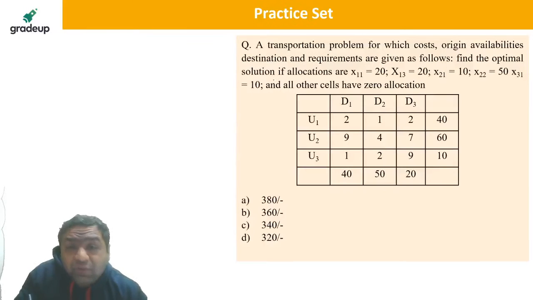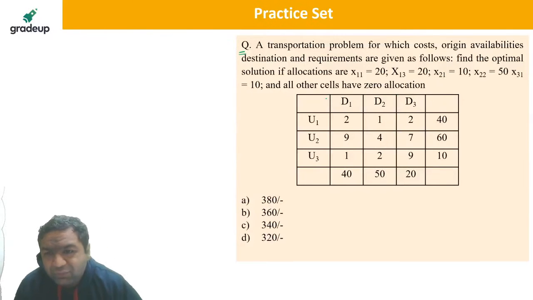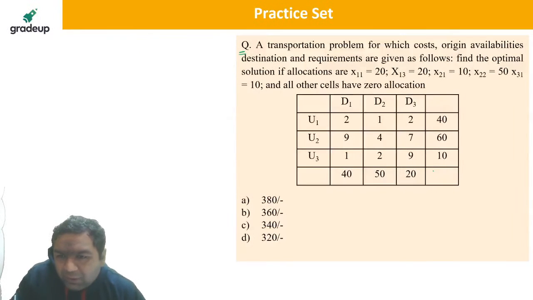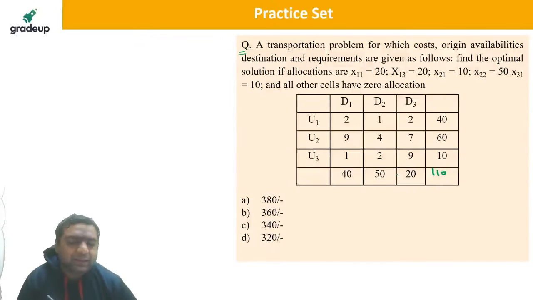This is the question from transportation. Now you can see demand and supplies are mentioned to you. The problem is a balanced problem because it is coming out to be 110 from both the sides.